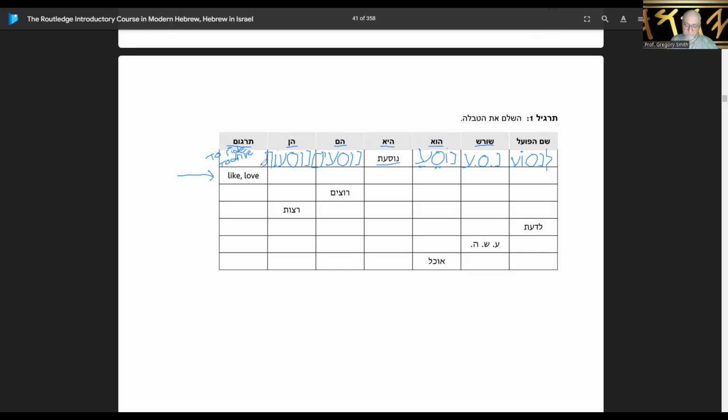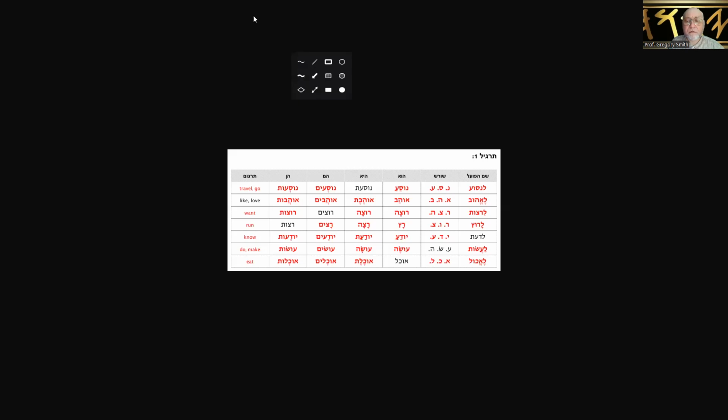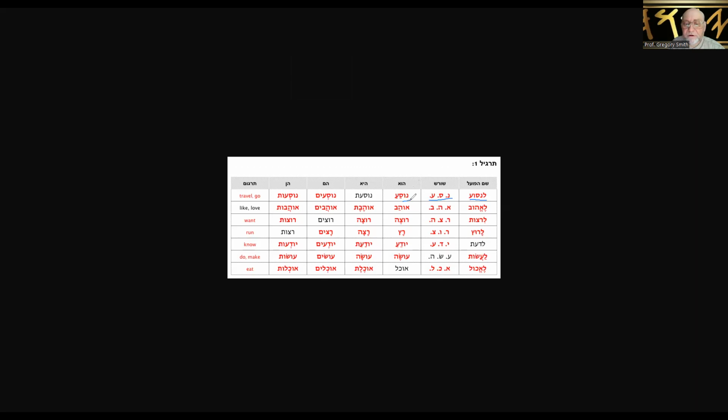There we go. It's going to come from le'ehov. Okay, so let's double check this work here real quick and see what it looks like on their chart. Here we see it, lin soa. There's the shoresh, the root, nosea. There's the one they gave us, nosim and nosot for they, feminine plural. And then travel and go is the tirgum, the translation.